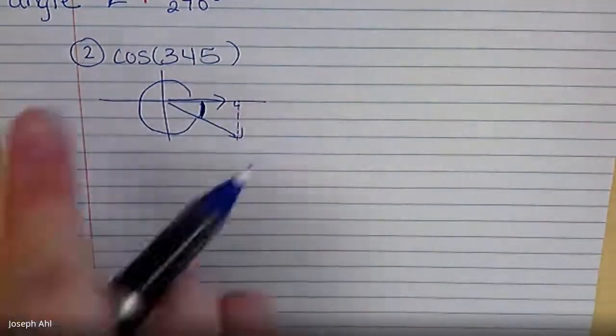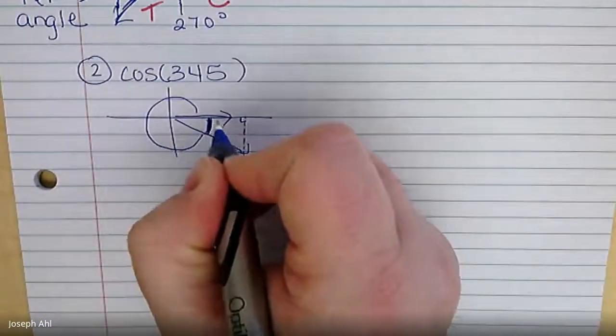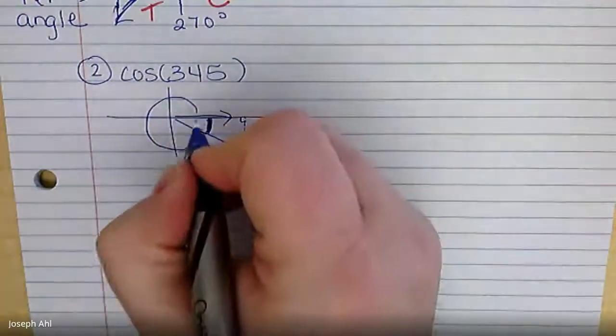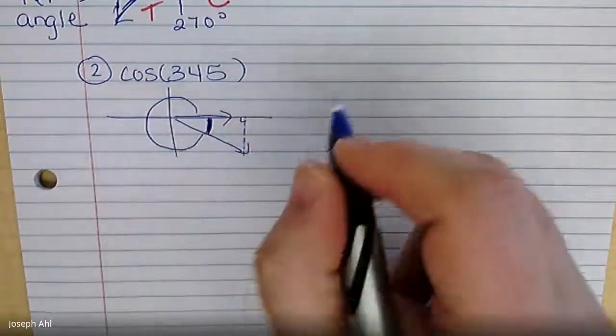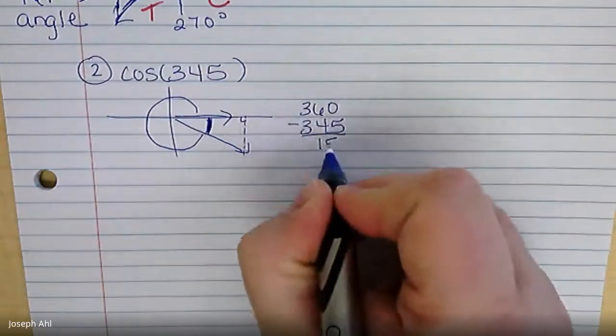Just found a reference angle up here. The reference angle is the one that's connected to the x-axis always. So think of it as full circle is 360. 360 minus the angle that we sketched, 345, leaves you with a tiny 15 degrees.